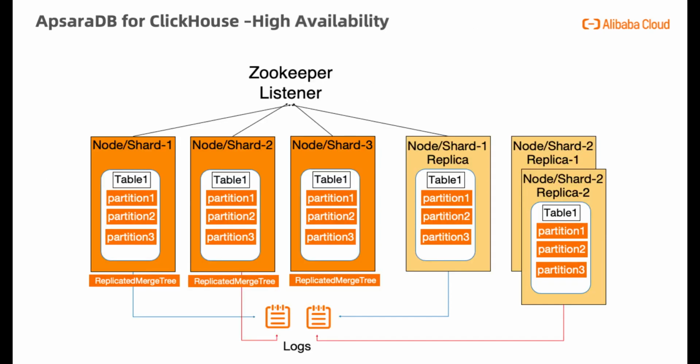And considering the high availability of service, ApsaraDB for ClickHouse provides multi-replica to ensure data security and allows concurrent query and insert. The replica supports read requests, and can take over the service while the primary node shuts down. And once the replica takes over the service, the read and write can be synchronized as well.